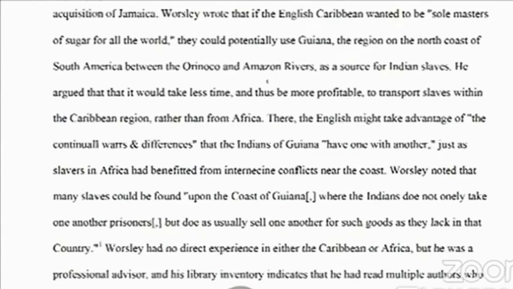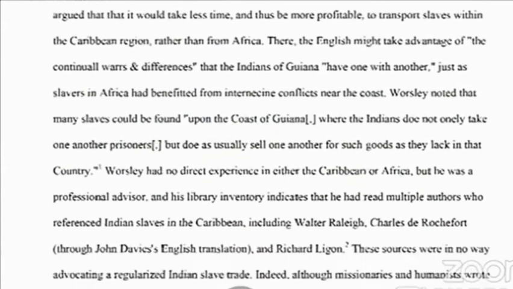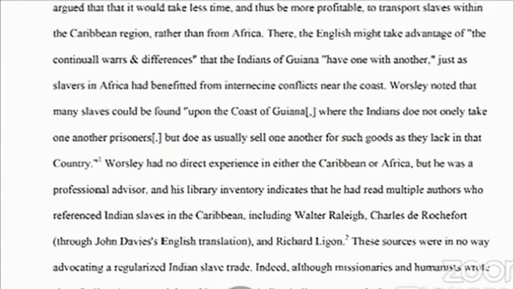The Indians do not only take one another prisoners, so they're taking advantage of the wars that were already there, the tribal wars between the peoples living in this region, and they would use one tribe against the other to get slaves, but do as usual sell one another for such goods as they lack in that country. Worsley had no direct experience in either the Caribbean or Africa, but he was a professional advisor.